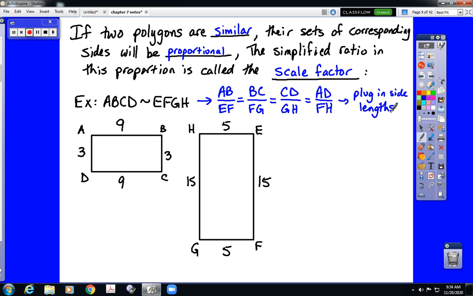So let's see here. AB is 9 units. EF is 15 units. BC is 3 units. FG is 5 units. CD is 9 units. GH is 15 units. AD is 3 units.